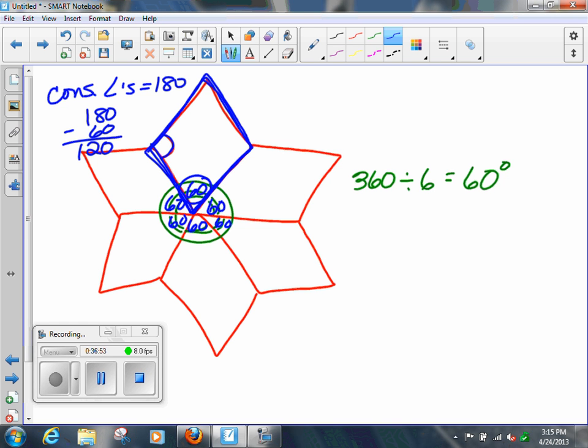Think, if they're congruent, then we're going to divide by 6. We found that that angle was 60 degrees. We know that in a parallelogram, consecutive angles are supplementary. So that angle is 120. Look at the next one.